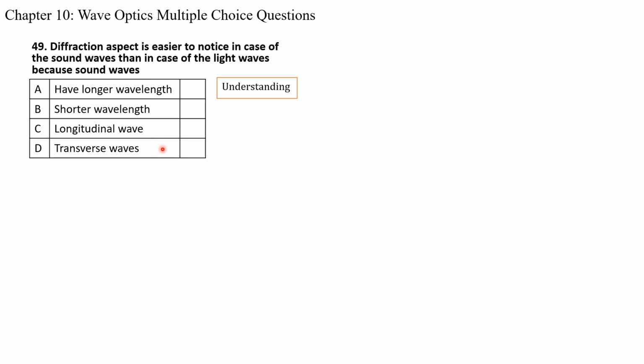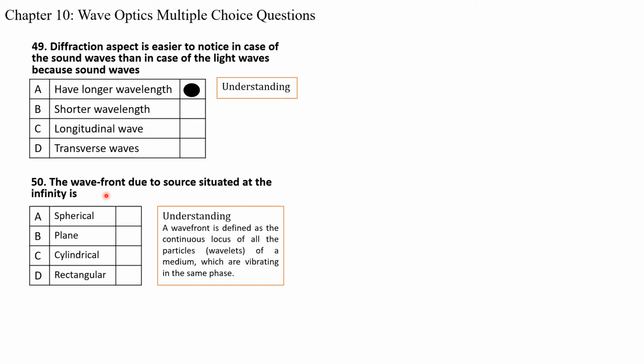So diffraction is easier to notice in case of sound waves than in case of light waves because sound waves have longer wavelength. So option A is the correct answer. You have to remember this. Understand and remember. Sound waves have longer wavelength. Light waves have shorter wavelength.